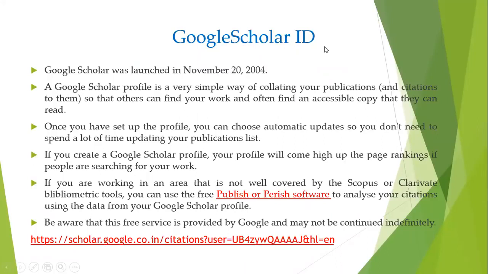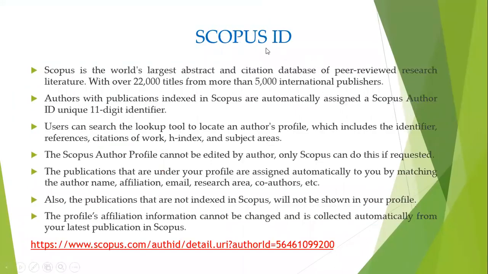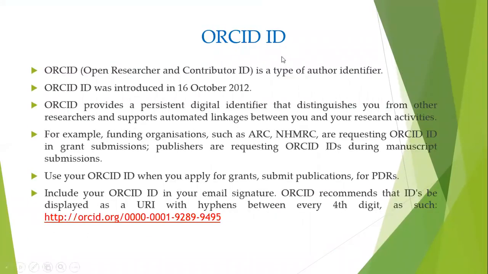So basically, Google Scholar is one of the researcher identities. ORCID is another of the researcher identities. Scopus is another of the researcher identities. All these are similar, all of them have similar kinds of information, and in most cases, all of them are interlinked. Now let us look at what ORCID is.